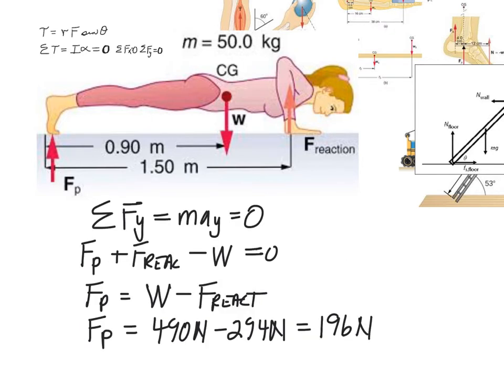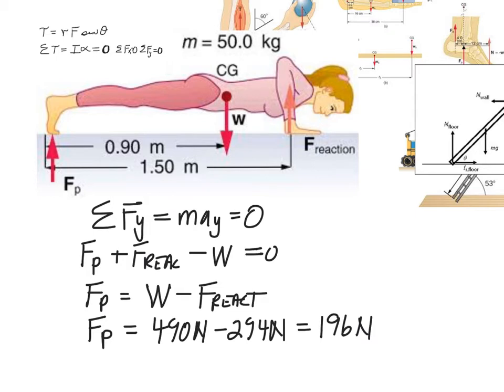Okay, pretty straightforward. Sum of the forces in the y direction equal MAY. In equilibrium, they equal 0. So I wrote down the three forces, two positives, one negative. I did the algebra. Notice the method. And so FP equals the weight minus the reaction force. The weight is mg, 490, minus the 294, and we get 196.